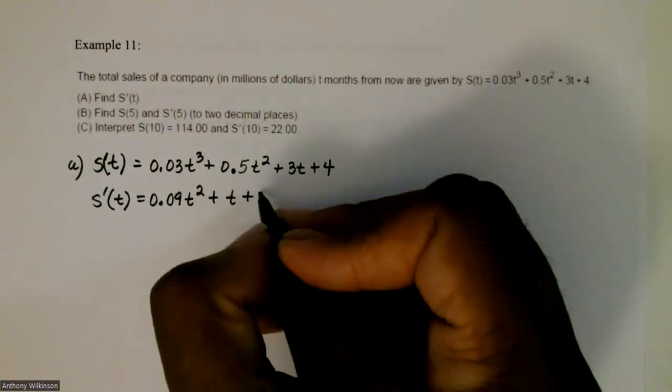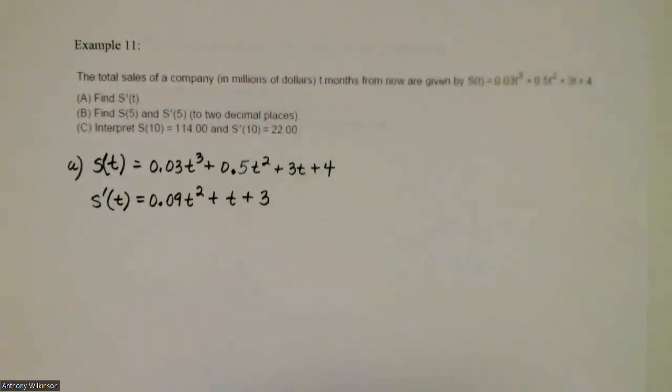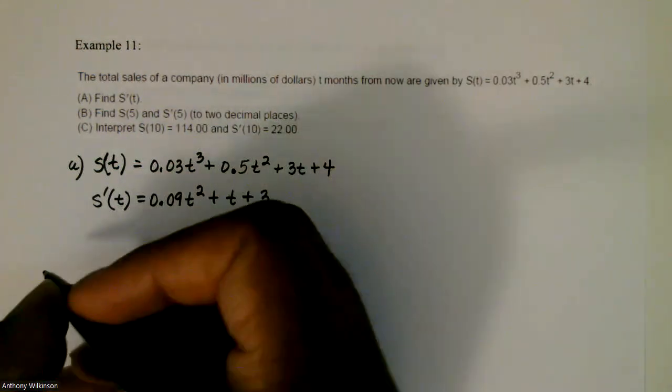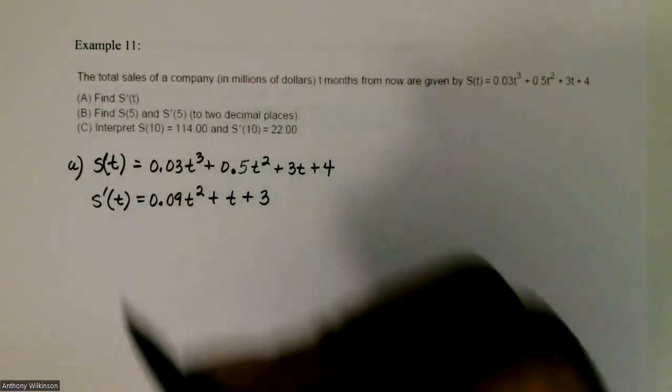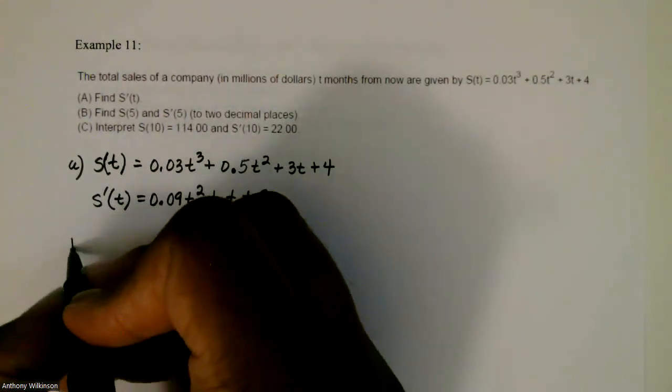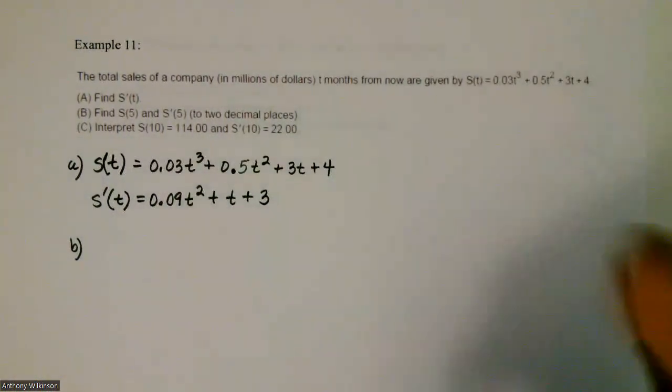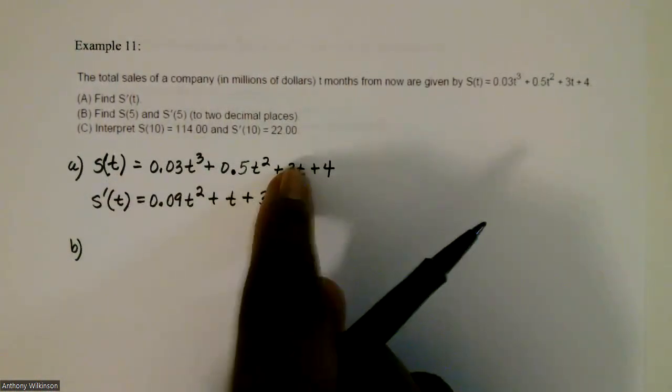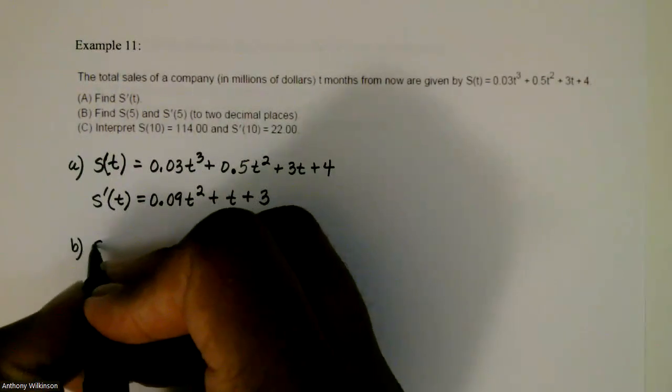The derivative of 3T is just going to be 3. The derivative of a constant is 0. So S prime of T will end up being 0.09 T squared plus T plus 3. Now part B is to find S of 5 and S prime of 5 to 2 decimal places. Well, using the original function, we're going to find S of 5.